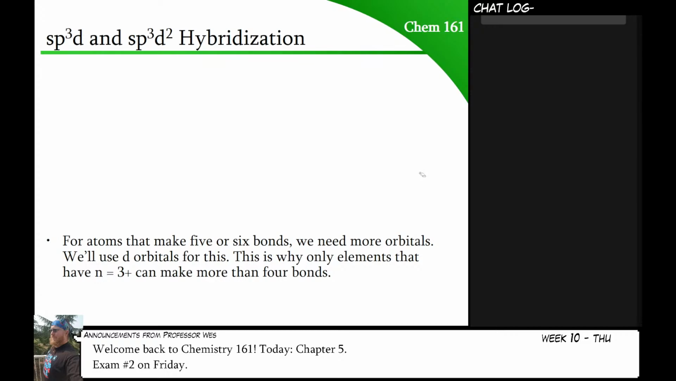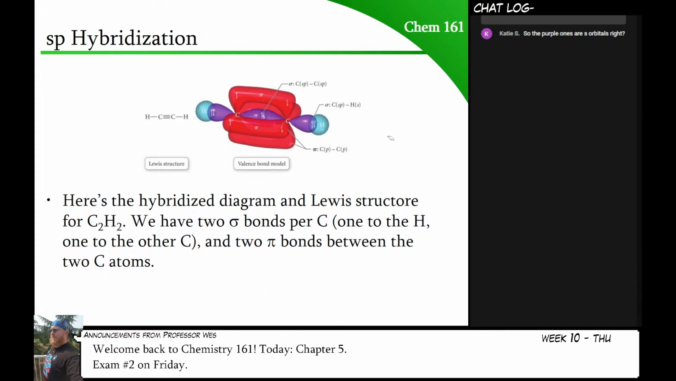What happens when we have elements that make more than 4 bonds? Things that make 5 or 6 bonds, for example. So the purple ones are sp hybridized orbitals. The blue ones are actually s orbitals here.